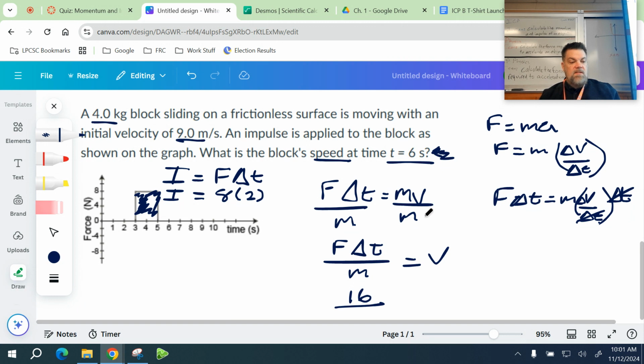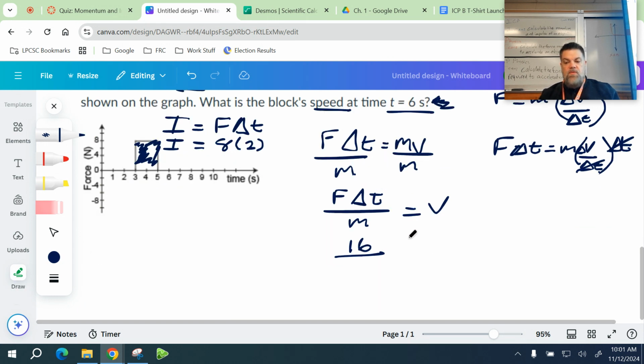divided by the mass of the object, which is 4 kilograms. So I have 16, right, Newton seconds, because this is in seconds, this is in newtons. 16 Newton seconds divided by 4 kilograms, which is my change in velocity, which is equal to 4 meters per second. Right? Does that make sense so far?